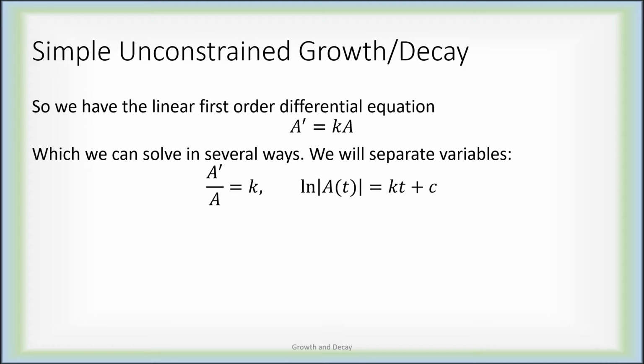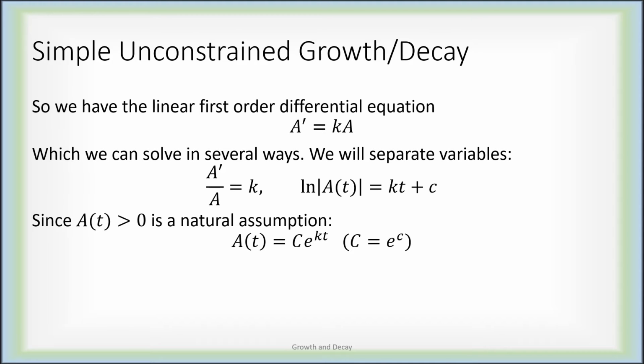We get A prime over A is the constant k. This can be integrated on both sides. We get the log of the absolute value of A is equal to kt plus some constant c. It's natural to assume that capital A of t is positive. The amount of stuff we have is not a negative quantity. In which case, you can exponentiate and drop the absolute value, and you get capital A of t is some constant times e to the kt, where our original constant lowercase c, e to that, is our new constant capital C.